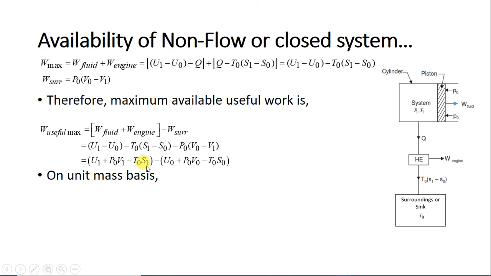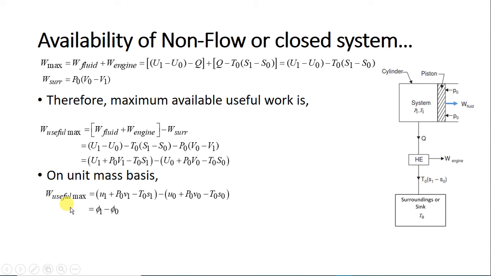S1 is capital, it means entropy. So on a unit mass basis, we will get small w useful max, which is small u1, specific internal energy, plus P0 specific volume minus T0 specific entropy, minus specific internal energy plus P0 specific volume minus T0 specific entropy. Now this first bracket is denoted by phi1, minus the second bracket, which is denoted by phi0. So this is the equation which you have to remember, the formula for availability of a closed system or non-flow system.